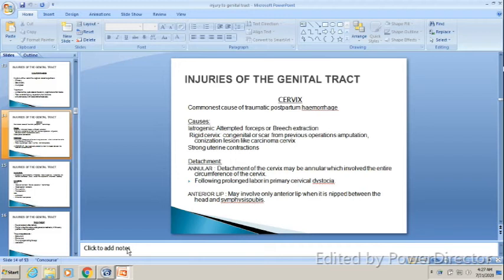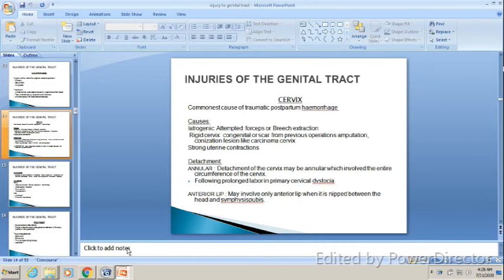Causes: rigid cervix, congenital or scar from previous operations, amputations, any conization like carcinoma cervix. If there is any growth over the cervix, or a congenital scar sometimes, or in a previous normal delivery there was a cervical tear which was repaired, then there is scarring over the cervix. Or there is strong uterine contraction, there is pushing, there is a precipitate labor; in that case it can tear.